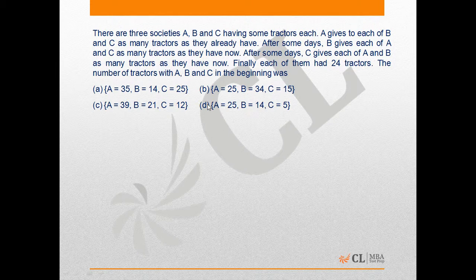Question number 19. There are three societies A, B, C having some tractors. A gives to each of B and C as many tractors as they already have. B gives each of A and C as many tractors as they have now. After some days C will repeat the same process, right?